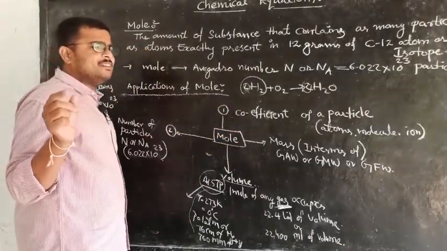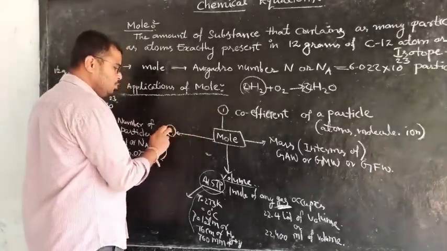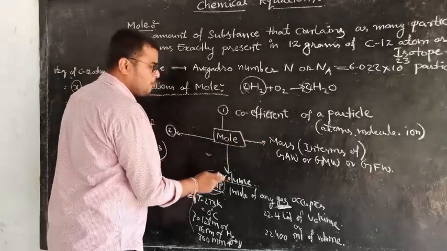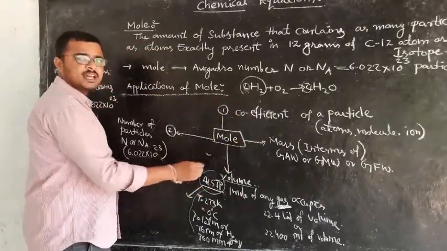When you are calculating problems, the applications are interlinked: between 1 and 2, 2 and 3, 3 and 4, and 1, 2, 3, 4. All transactions take place. Thank you.